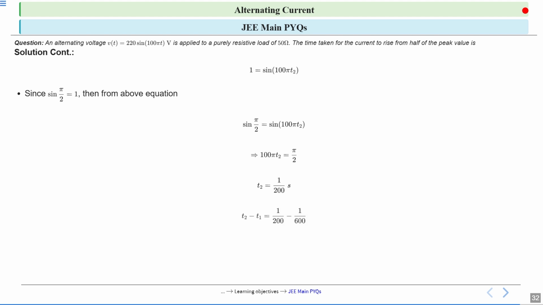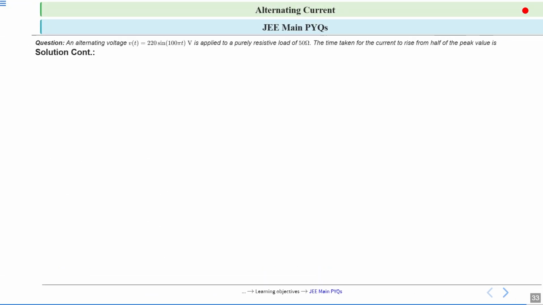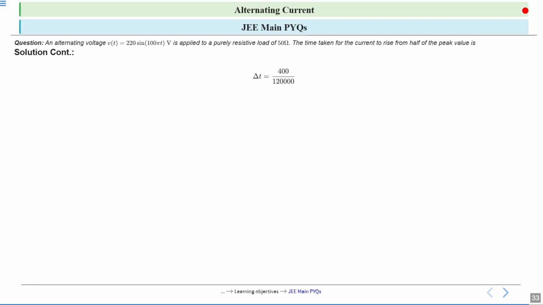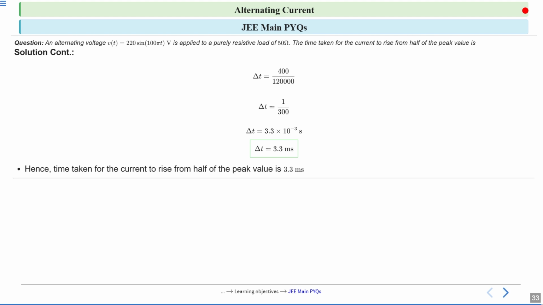Now we'll take the time from half of the maximum value to maximum value. So T2 minus T1 equal to 1 by 200 minus 1 by 600, which is delta T equal to 400 upon 1,20,000. So delta T, time taken, will be equal to 1 by 300, which is equal to 3.3 into 10 to the power minus 3 seconds. So delta T is equal to 3.3 milliseconds. Okay, so time taken for the current to rise from half of the peak value to peak value is 3.3 milliseconds.